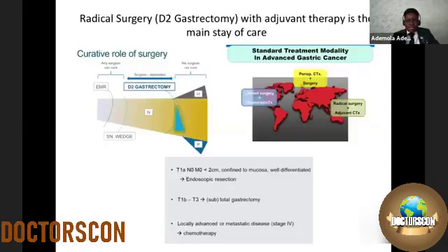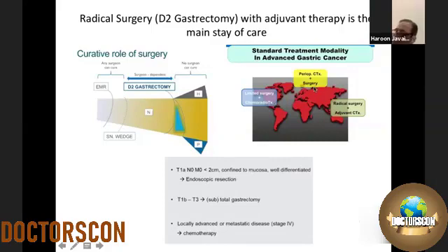Now, like I mentioned before, radical surgery, especially gastrectomy, and adjuvant therapy is the mainstay of care. Of course, there's controversy about whether to use radiotherapy for our patients. In the Americas, they use a lot of radiotherapy for their patients. But in Africa, we have little access to chemotherapy and radiotherapy, and surgery is usually the mainstay of treatment too.